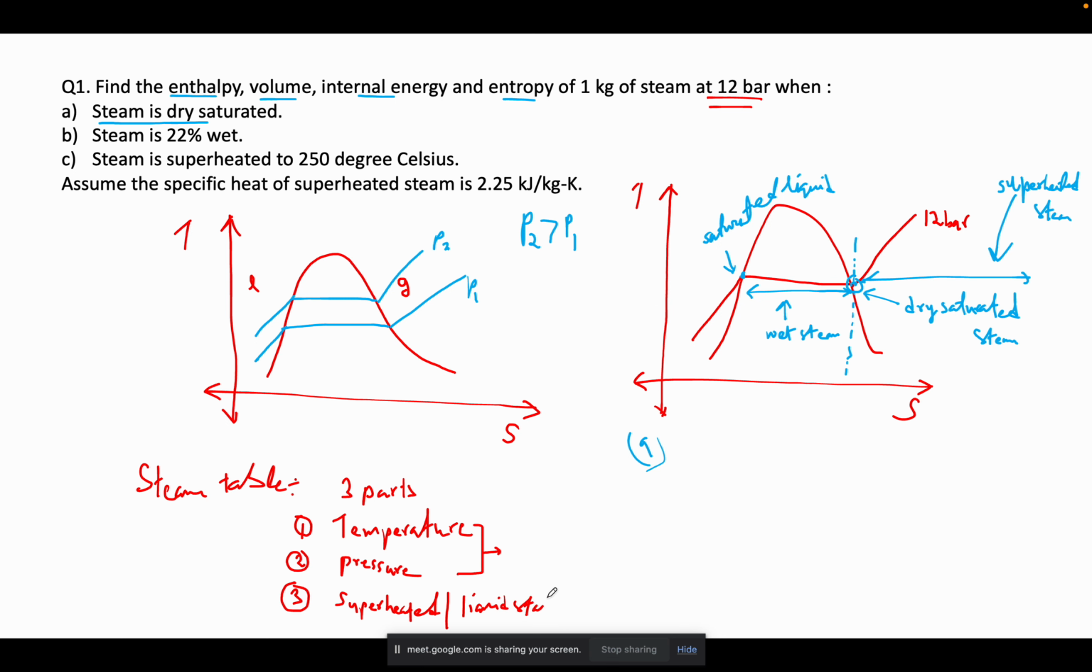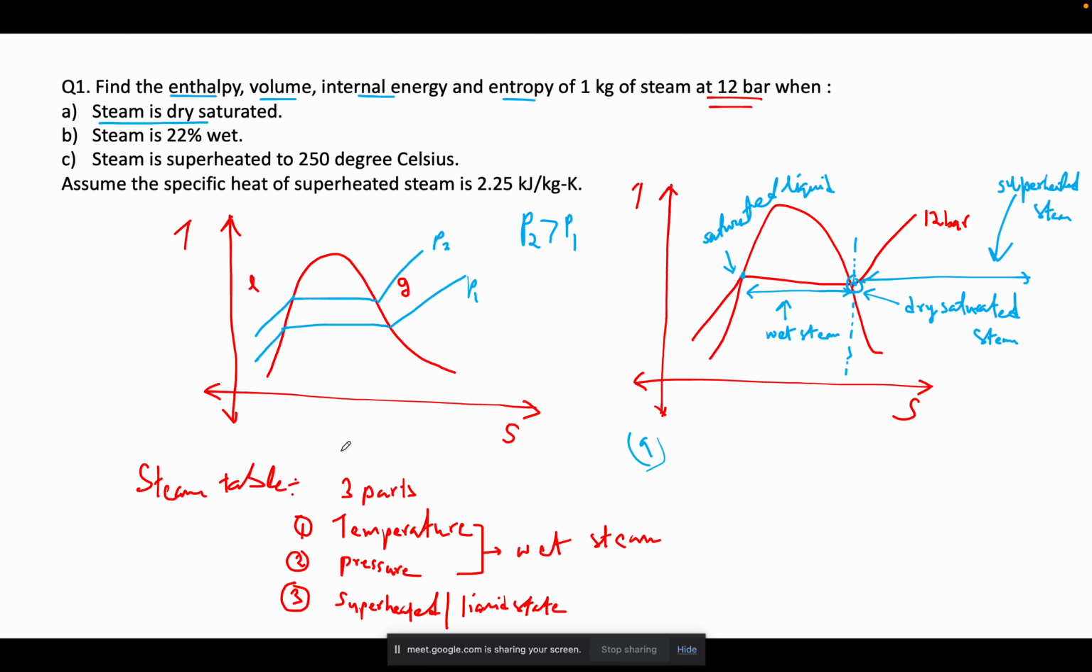So here are the corresponding pressure values, and this is for your wet steam. The first two parts of the steam table are basically for the wet steam, and the last part is directly written there. For that part, we only need to check when the given steam condition is either in the liquid state or in the superheated state.